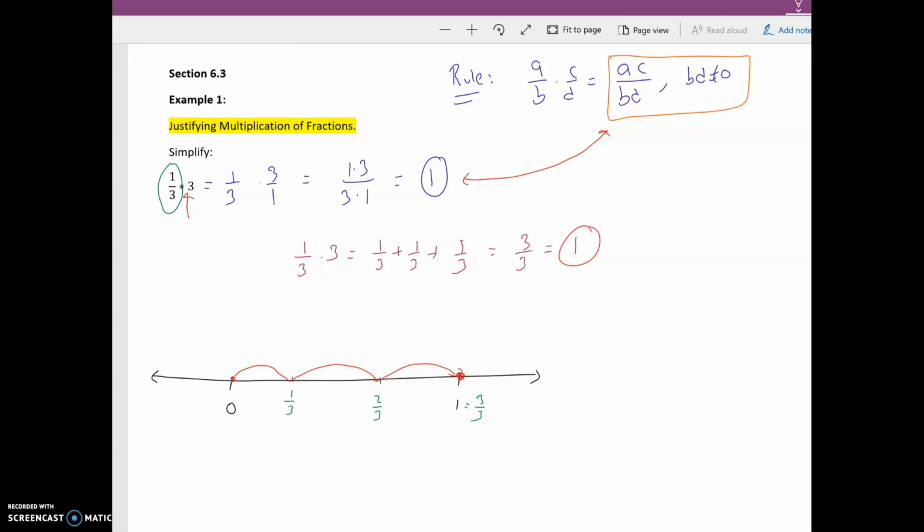So in reality, multiplication of fractions just represents repeated addition, except that if you were to have fractions with larger denominators, it's going to look really messy on the number line.